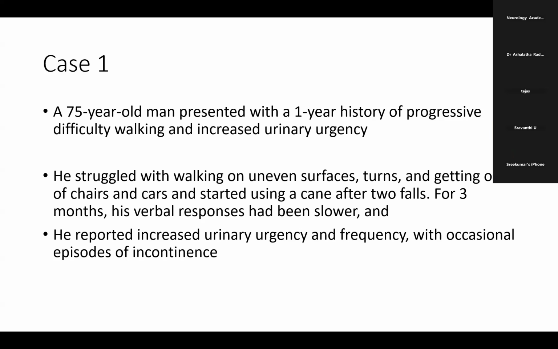Coming to the PSP, I would like to start with a case scenario. A 75-year-old man presented with a 1 year history of progressive difficulty in walking and increased urinary urgency. He struggled with walking on uneven surfaces, turns, and getting out of chairs and cars, and has also started using a cane after two falls.